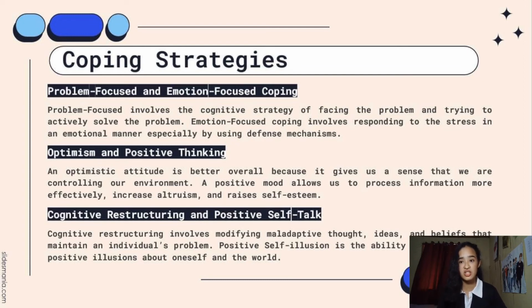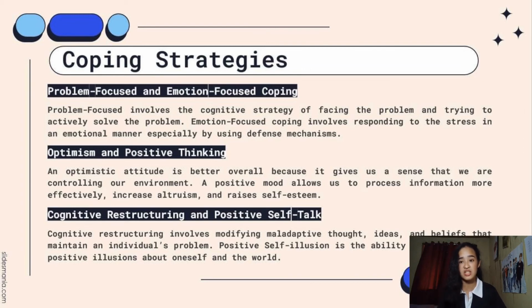The next strategy is optimism and positive thinking. A positive mood allows us to process information more effectively, and it also increases altruism and raises self-esteem. An optimistic attitude is better overall because it gives us a sense that we are controlling our own environment. It is also the practice of focusing on the good in any given situation, and it can have a big impact on our physical and mental health.